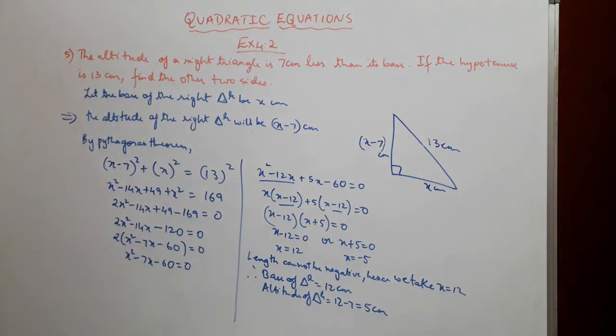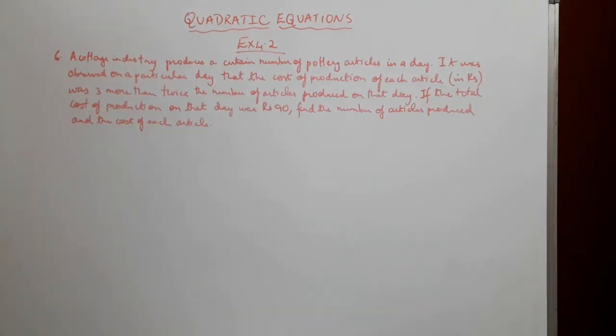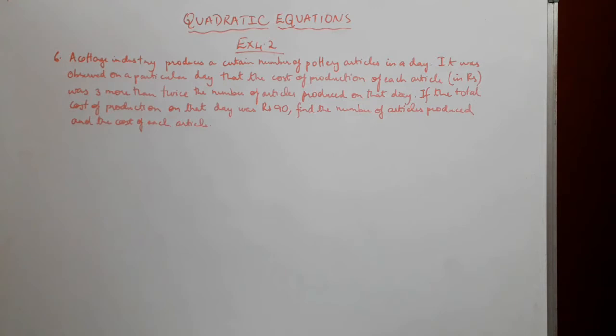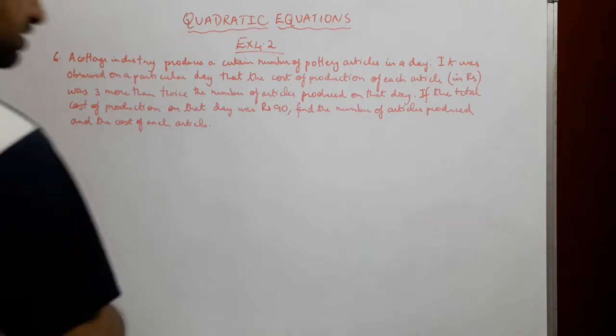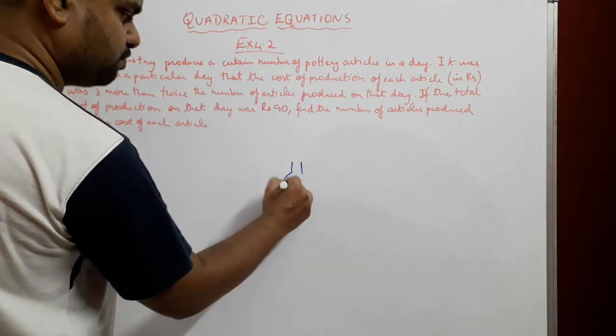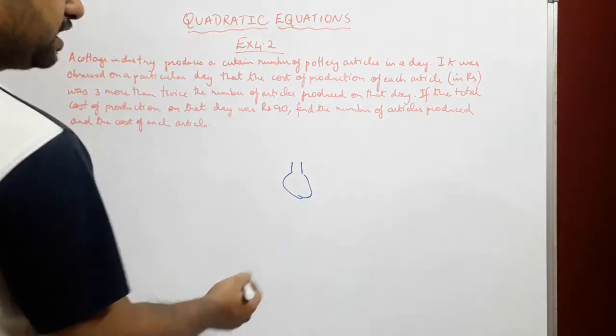Okay, let's take another problem. So our next problem is, a cottage industry produces a certain number of pottery articles in a day. It was observed on a particular day that the cost of production of each article in rupees was 3 more than twice the number of articles produced on that day. If the total cost of production on that day was rupees 90, find the number of articles produced and the cost of each article. Now this is an industry which produces items like pots, vases, and so forth.